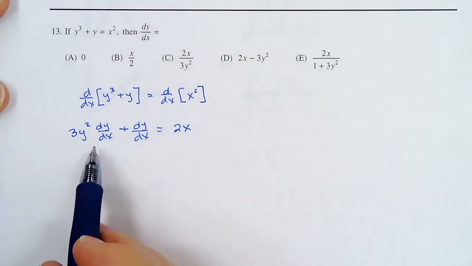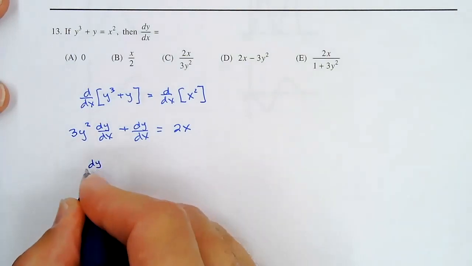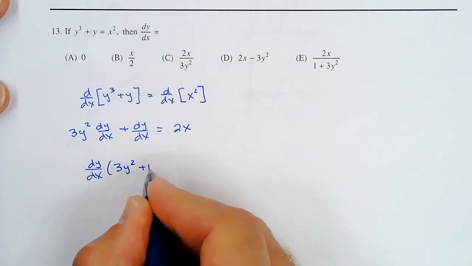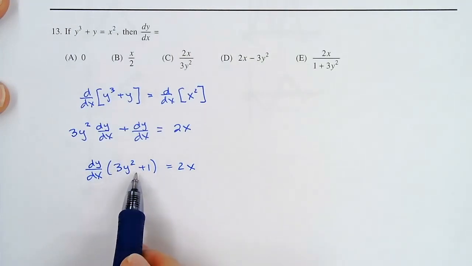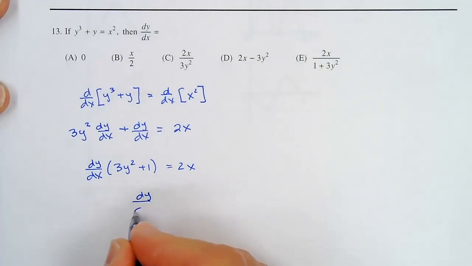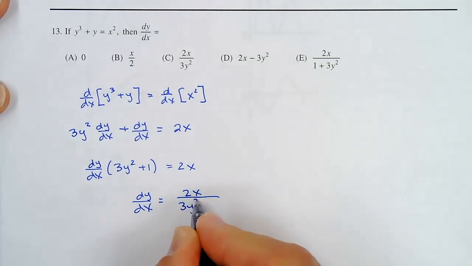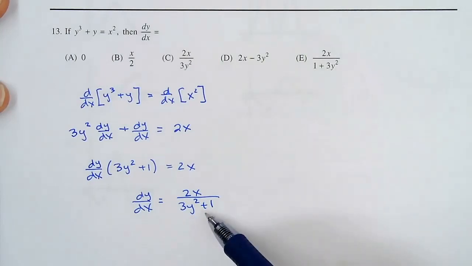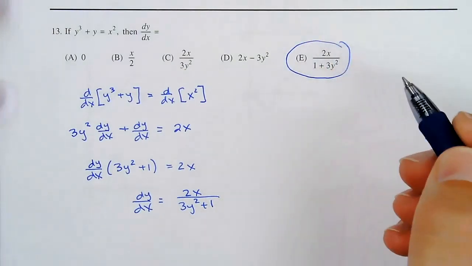It's just 1. So right here on this side, we can factor out a dy over dx. And what we're left with is 3y squared plus 1 is equal to 2x. And then all I need to do is divide by 3y squared plus 1. So dy over dx is equal to 2x over 3y squared plus 1. And if you look, answer E is equivalent to this, right? Because the order of addition doesn't matter. Subtraction, it would matter, but not for addition. So this is an equivalent answer right here, E.